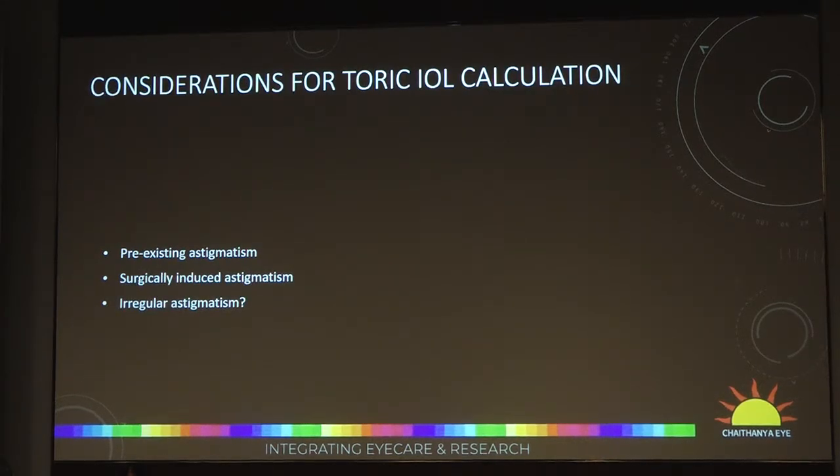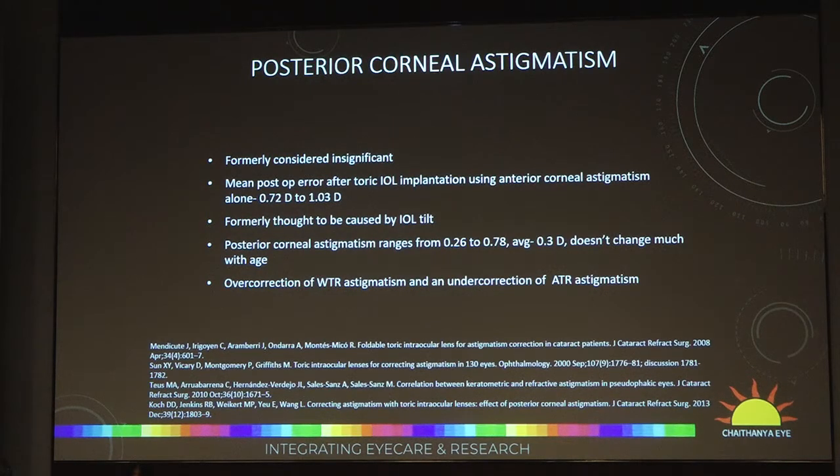And other considerations for toric IOL calculation are pre-existing astigmatism, your surgically induced astigmatism, and the presence or absence of irregular astigmatism. Pre-existing astigmatism, we of course get it from the keratometry. Surgically induced astigmatism, we are not that bothered about nowadays because Dr. Hill has provided us with the SIA calculator, and it has been found that for most of our surgeries, sub 3 mm incisions, the value goes around between 0.8 and 1.4.